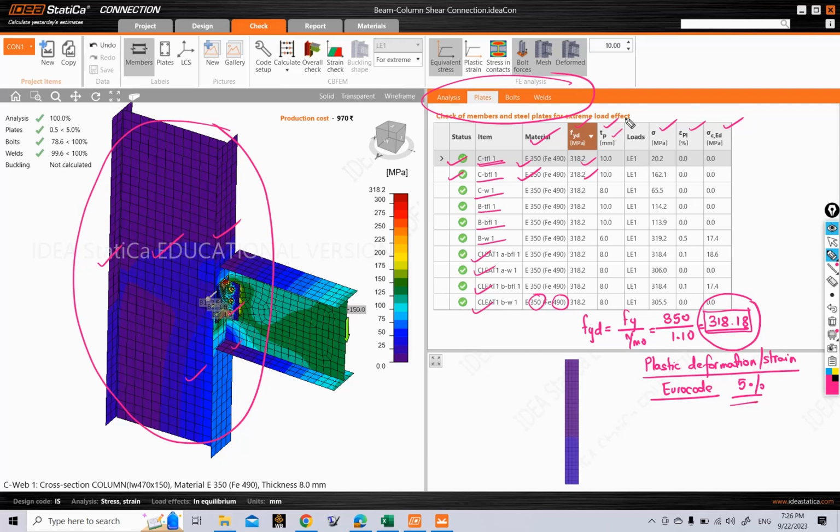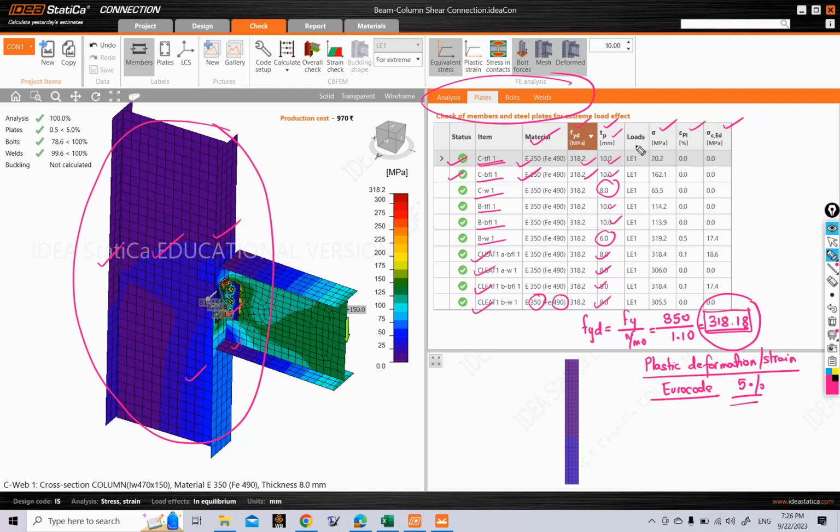So TP represents the thickness of our plate here. The flange elements of both beam and column were 10 mm thick. The web of column was 8 mm thick. The web of beam was 6 mm thick. And the cleat we consider to be 8 mm thick.